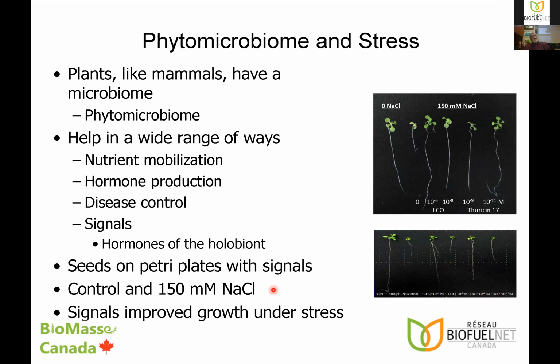So this is the phytomicrobiome and stress, and I did show you this picture already with the LCOs and the thuricin 17. And here we are. This is with water stress. So this is osmotically induced water stress. And you can see here the effect of the correct LCO concentration and the correct thuricin 17 concentration, pretty much restoring Arabidopsis plants. So it can help in a wide range of ways.